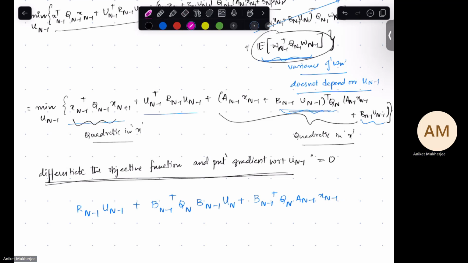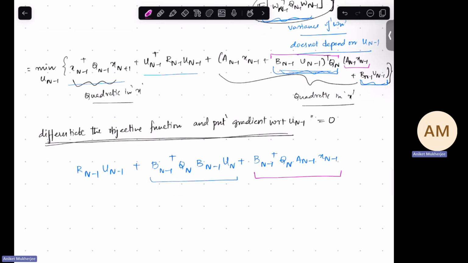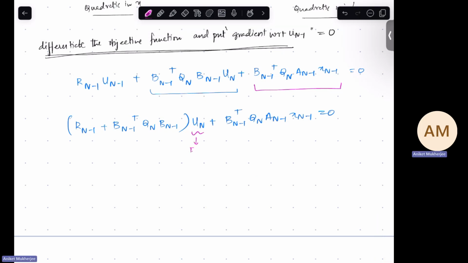So this and this and this. So the blue term would give you this. The pink term, underlined terms multiplied, would give you this. Like these are your different terms after multiplying and then taking the differentiation. So we want this to be equal to 0. Now if you simplify this, you get Rn minus 1 plus Bn minus 1 transpose Qn Bn minus 1 into un plus Bn minus 1 transpose Qn An minus 1 xn minus 1 equal to 0. And now we want to find un.